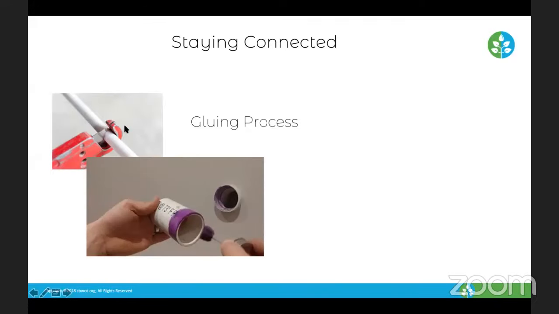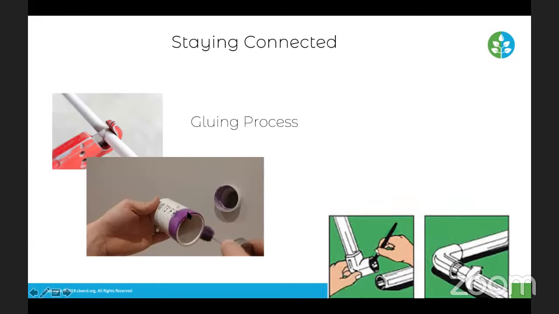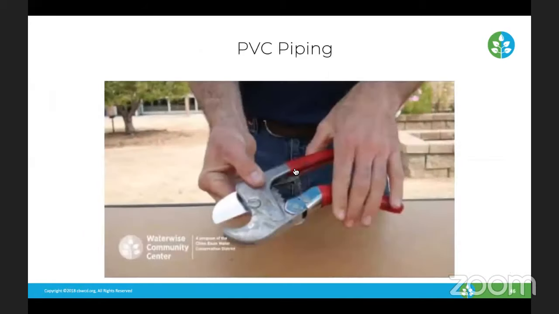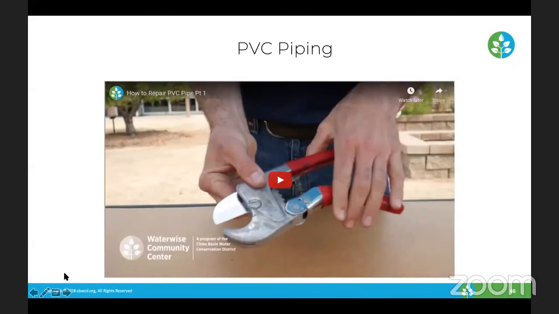So again, I have a short video of the gluing process, but basically we cut the pipe, put the primer on, then put the glue in the fitting and on the pipe. Always have a rag handy so you can wipe excess glue. And with that, I have 2 short videos of the gluing process and cutting pipe in lieu of the lab we would be doing today.